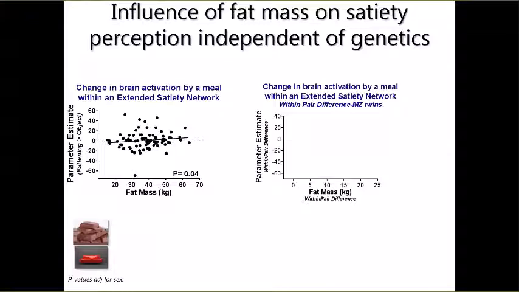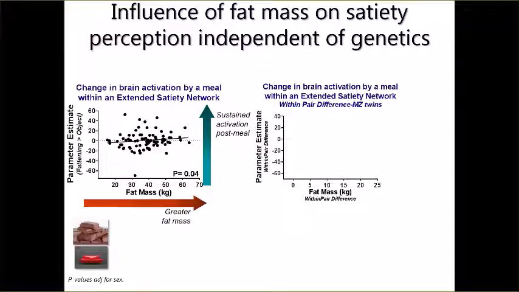On the left, you see an association of the change in brain activation, so again, whether it's suppressed or stays high, by a meal within our extended satiety network. To the right are individuals with a greater fat mass, and it's a positive association, so those individuals are tending, at a mild association, to have sustained activation.